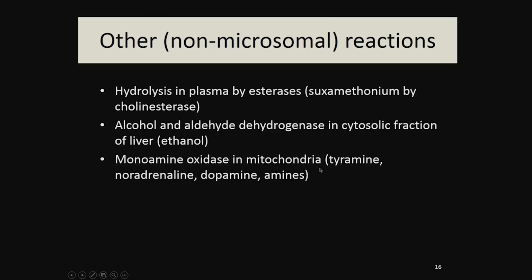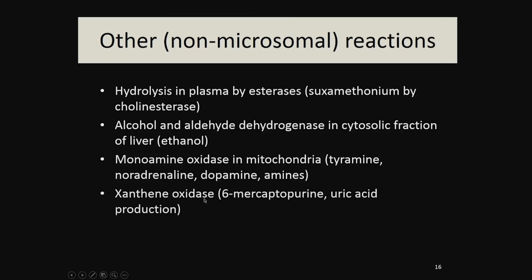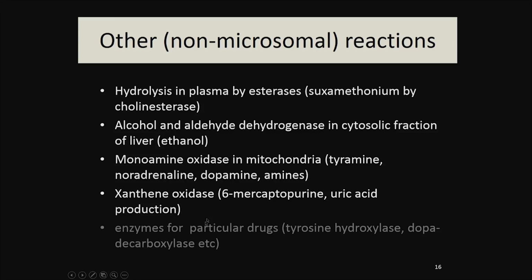Monoamine oxidase in mitochondria, especially acting on dopamine, amines and so on. Xanthine oxidase. Some of these enzymes do the biotransformation. Then there are enzymes for particular drugs, tyrosine hydroxylase, dopa decarboxylase and so on. Actually, they are specific for different types of drugs.